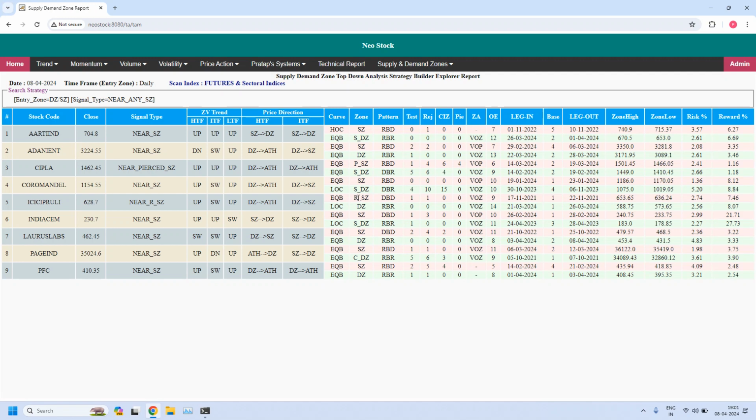Here we have ICICI Prudential, already tested once. So you need to fine tune the zone and you need to identify a fresh fine tuned 5 minute zone to plan your trade. Any other? No, we have only one high liquidity daily supply zone identified from this list.